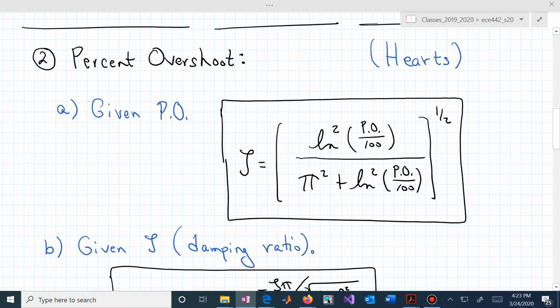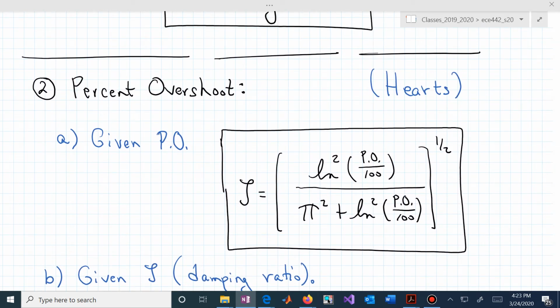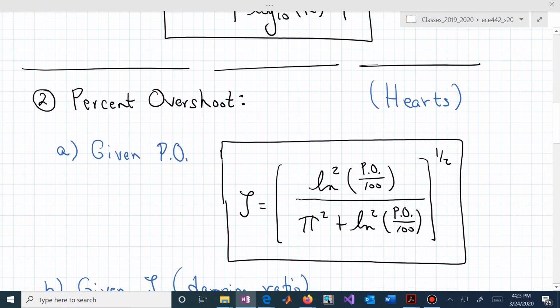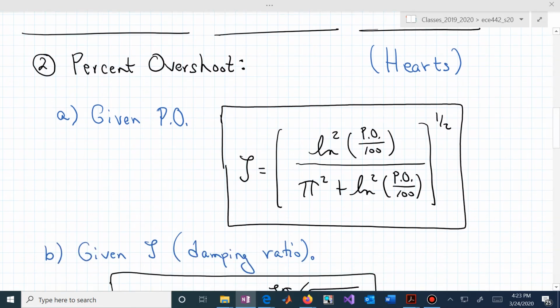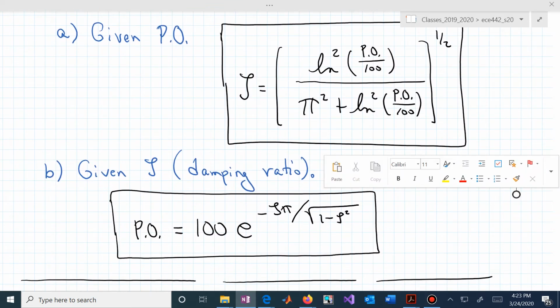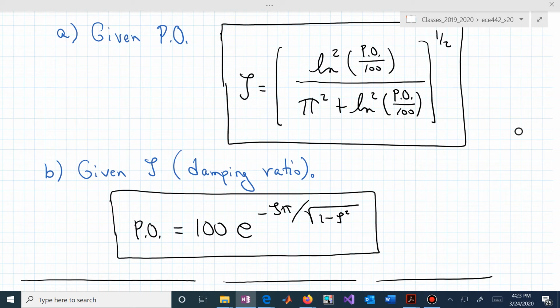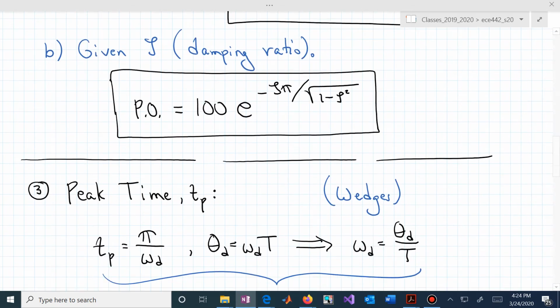For percent overshoot, that's the zeta value, and that's our heart shapes. If somebody gives you a percent overshoot specification, you can use this formula to solve for zeta. And if you're given zeta, you can solve for the percent overshoot, which is 100 e to the minus zeta pi over square root of 1 minus zeta squared. So depending on what somebody gives you, either percent overshoot, you can solve for zeta, or if they give you zeta, the damping ratio, you can tell them what the percent overshoot is going to be.